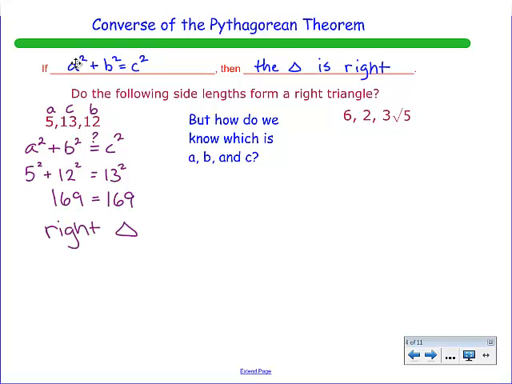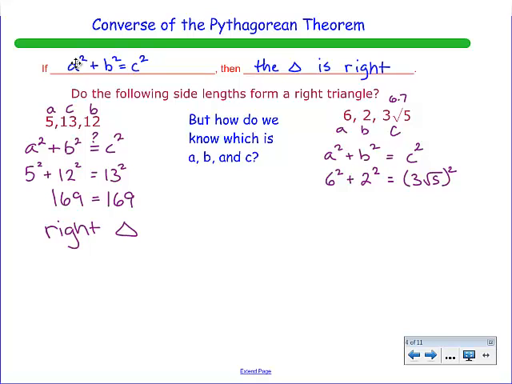How about 6, 2, and 3 root 5? Well, the first thing you're going to want to do is figure out which one is C. So you want to look at what is 3 root 5. If I do 3 root 5 in my calculator, I get 6.7. So it's going to be my hypotenuse. So then I'm going to ask myself, is A squared plus B squared equal to C squared? So is 6 squared plus 2 squared equal to 3 root 5 squared?